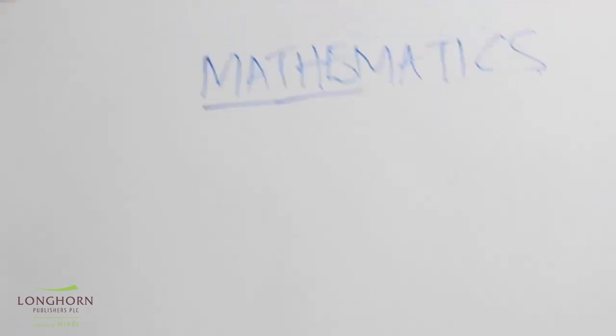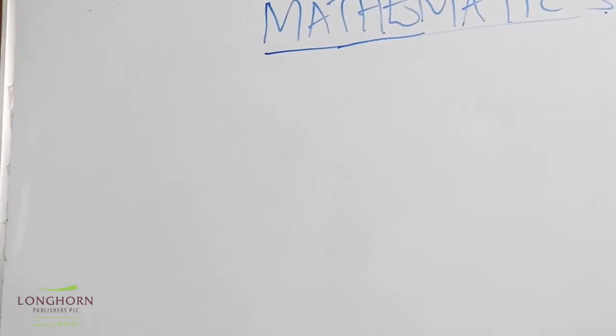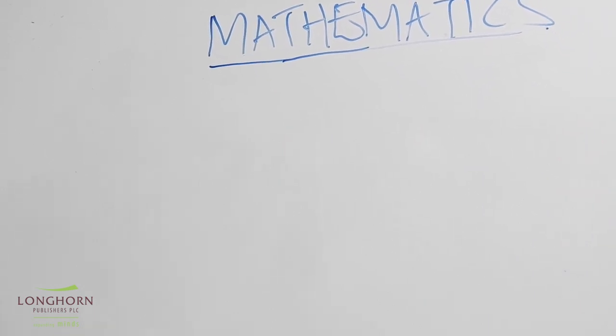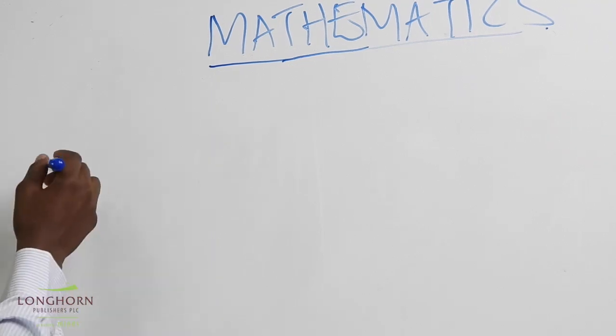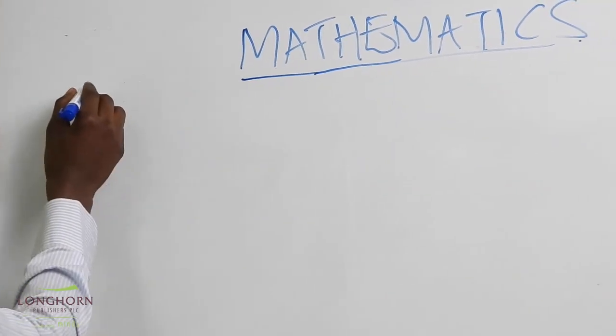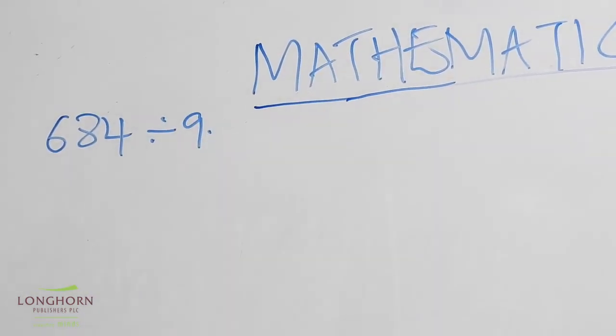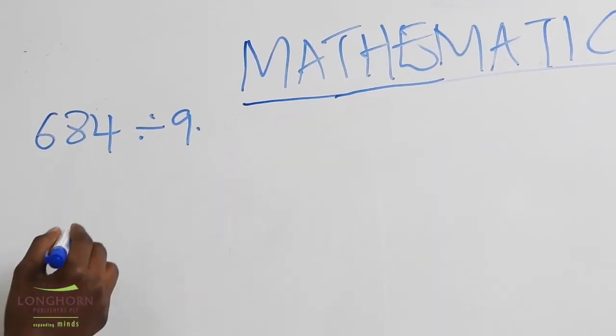We are going to learn division using the short method. But first, let us remind ourselves how to do division using the long method that we learned in the previous grade. We will begin by looking at a simple example like 684 divided by 9. So, we use the long division as follows.